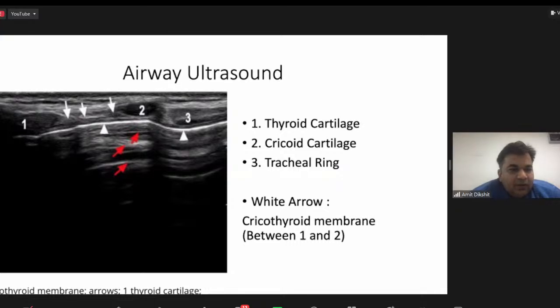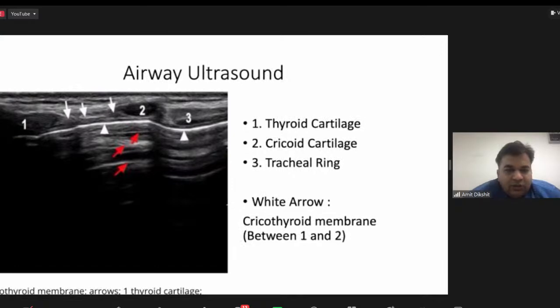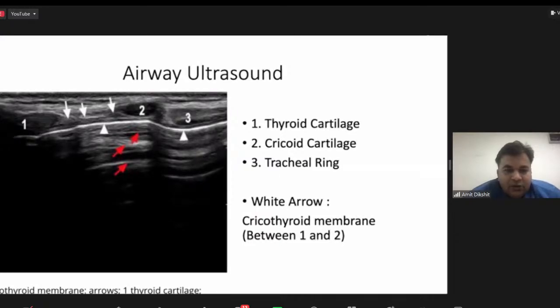So one is the thyroid cartilage, which is creating a black hypoechoic area. Two is the cricoid cartilage, and three is the tracheal ring. Here you have the string of pearls appearance. So whenever you have string of pearls, the tracheal rings, and suddenly you see this step from 2 to 3, a downward slope, that's a hallmark for cricoid cartilage. So that is how we should be identifying the cricoid cartilage.